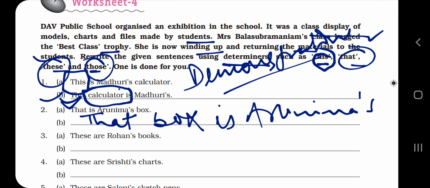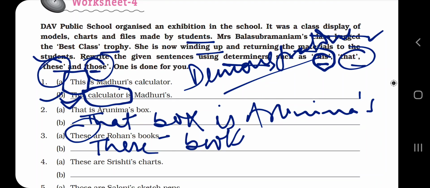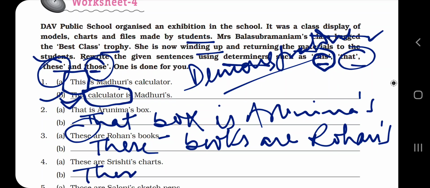Okay, now these are Rohan's books, but we have to use these before the noun. So these books are Rohan's. These are Shrishti's charts. Similarly, you can do it. These charts are Shrishti's.